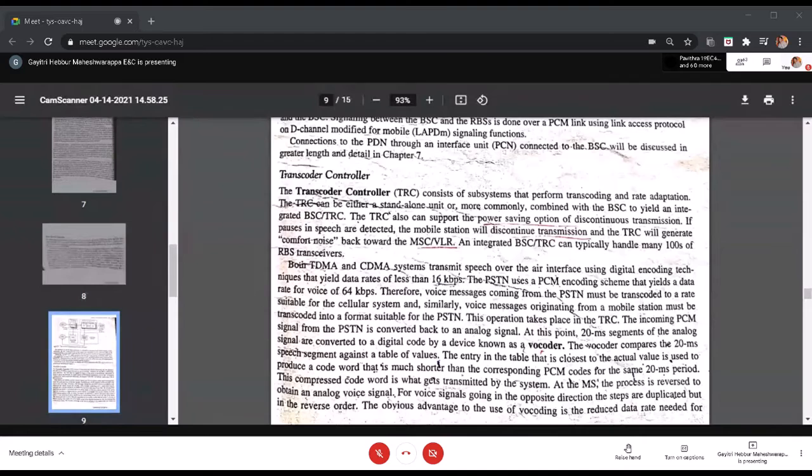When we are talking, the pauses in the speech are detected. Instead of transmitting power for no speech, it will generate some comfort noise. It saves power during the pauses in speech. That is one of the power saving options provided by the TRC along with the rate adaptation option.